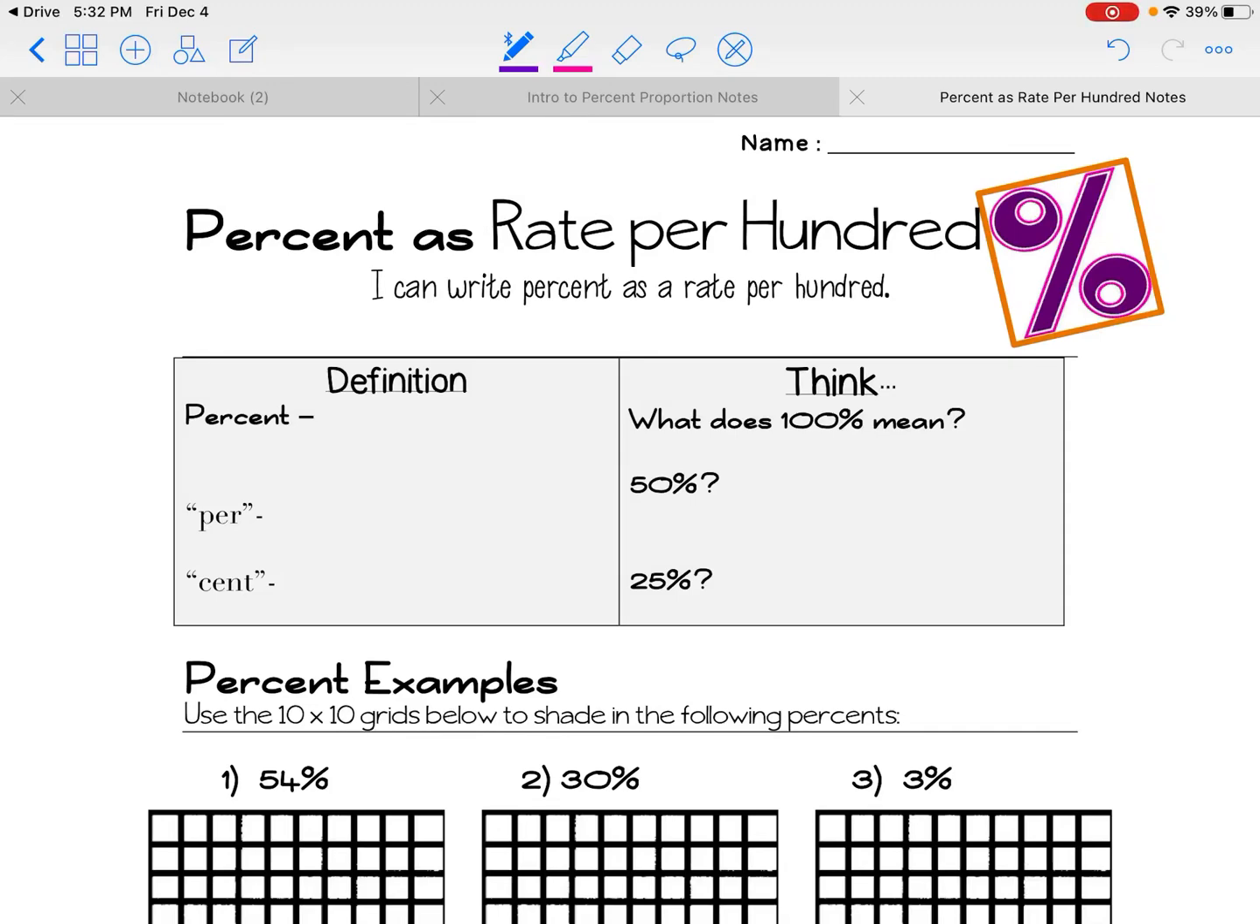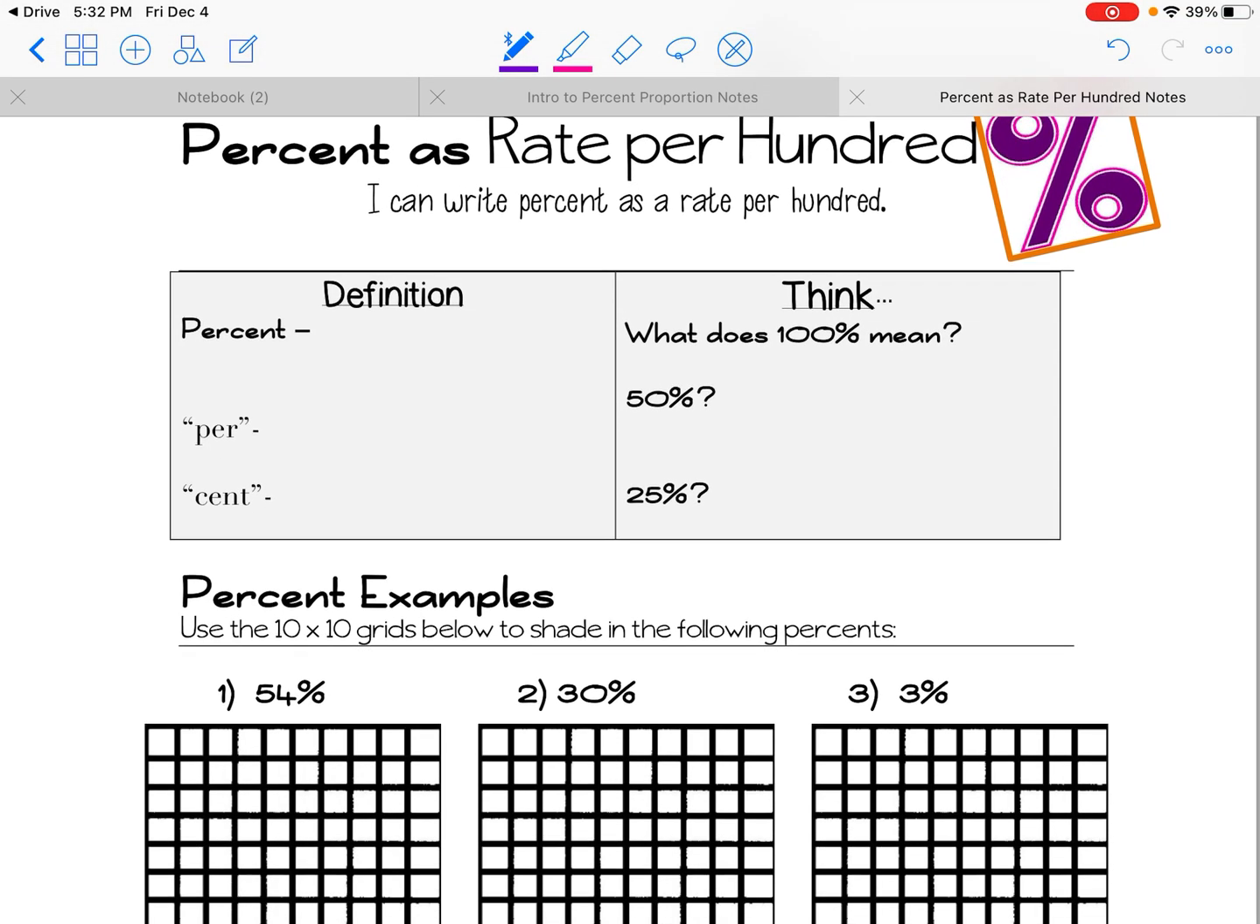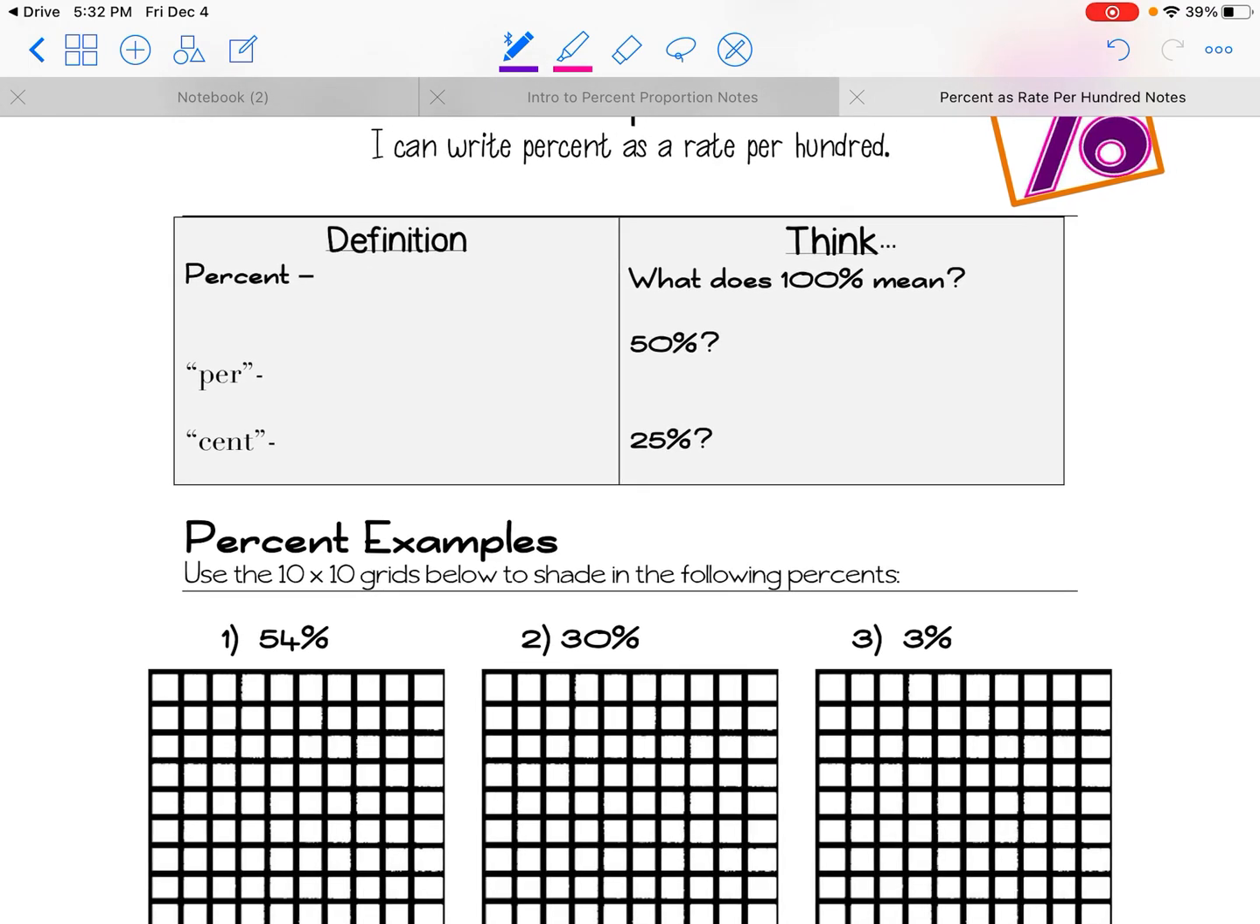Hey guys, in today's math lesson, we're going to be starting a new math unit. So we're going to be learning about percents. The first thing is to know what a percent is. A percent is how many parts out of 100. Okay, and just 100 specifically. So it's parts per 100. It's always out of 100.